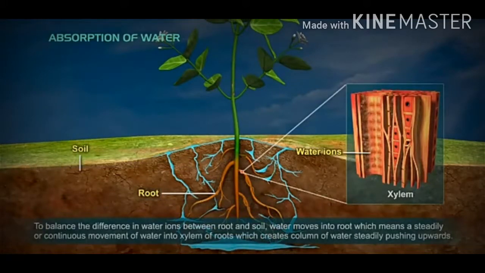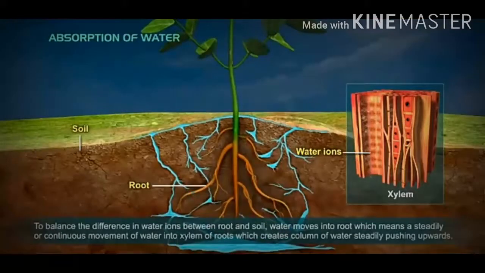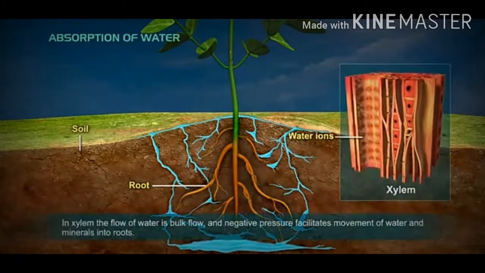A sort of diffusion of water, that is osmosis. To balance the difference in water and ions between root and soil, water moves into the root, which means a steady or continuous movement of water into xylem, which creates a column of water pushing upwards. In xylem, the flow of water is bulk flow and negative pressure facilitates movement of water and minerals into roots.